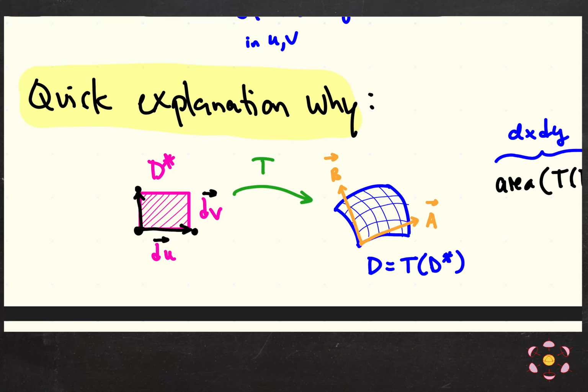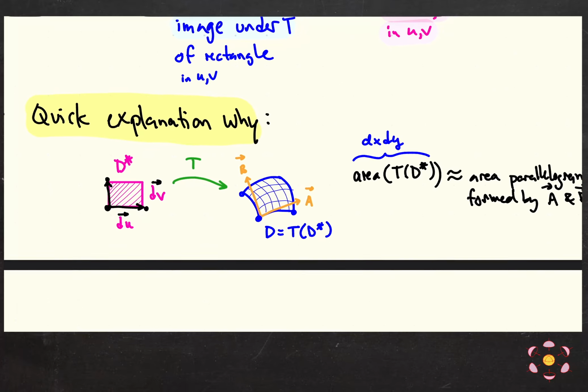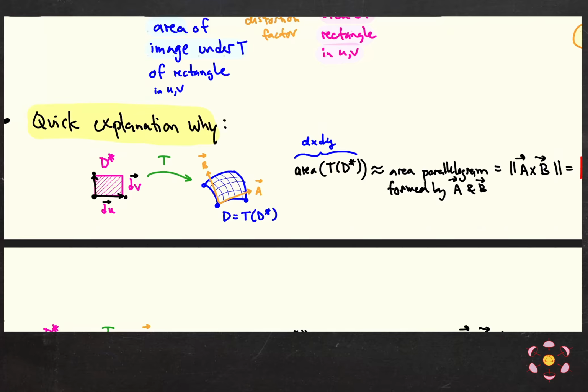Do the same thing, but with dv. Essentially, on the parallelo curve, this gets sent to two curves over here. And the idea is, we've seen how to compute the areas of vectors. So the area of this blue part is approximately equal to the area of the parallelogram formed by A and B.